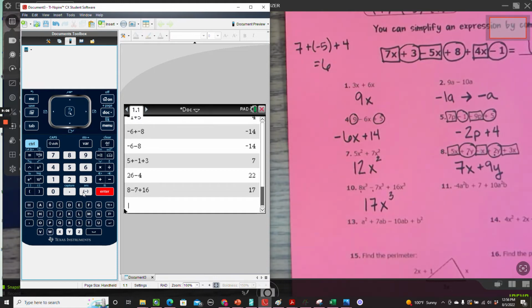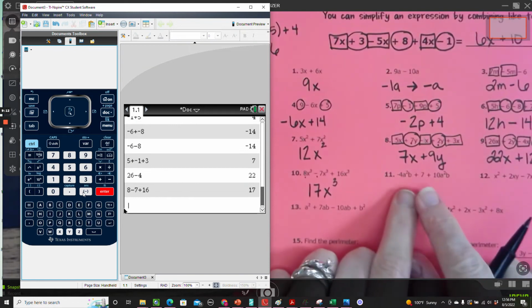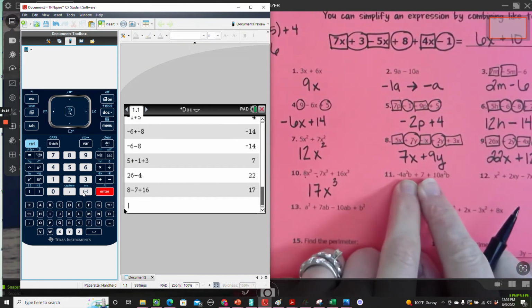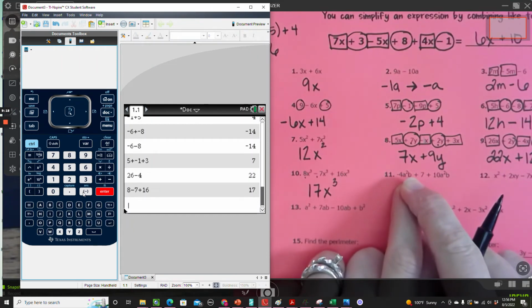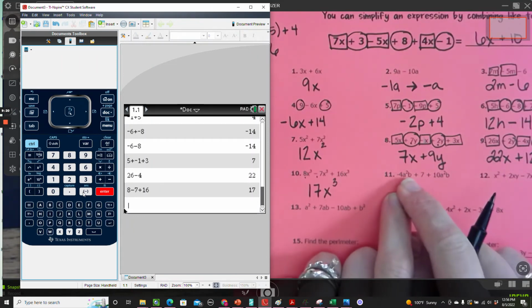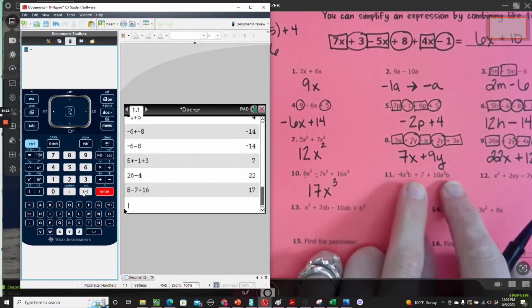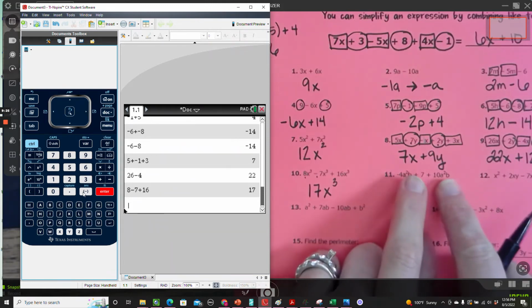So they need to be exact, exactly. So for this one, we've got an a squared b. I can't add an a to this. I can't add an a squared to this. I can't add a b to this. That whole little chunk of letters has got to match perfectly. And so in this case it does.